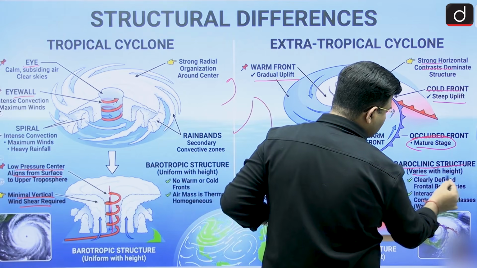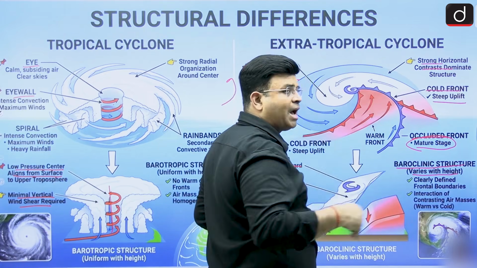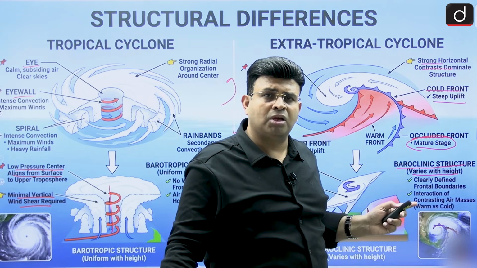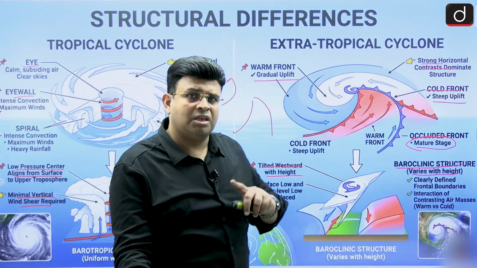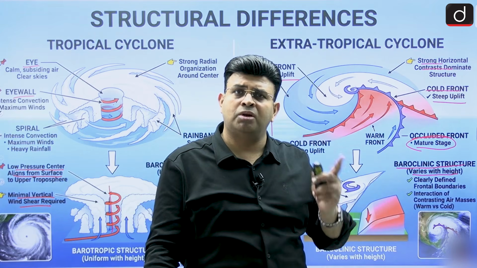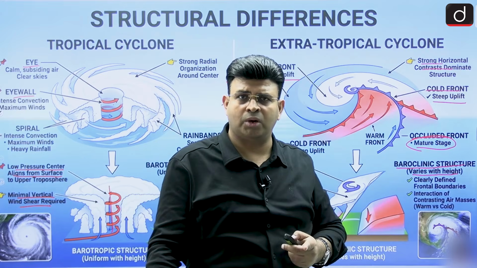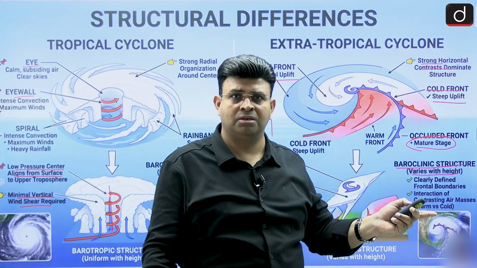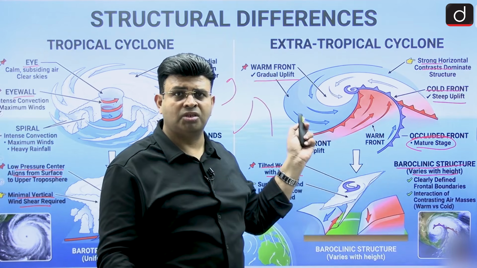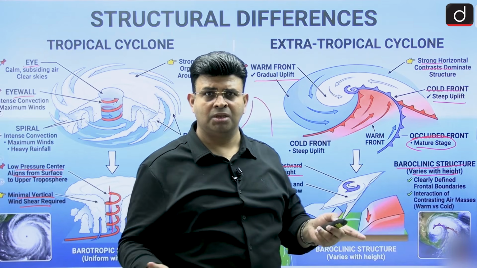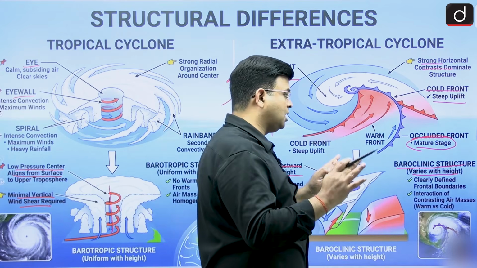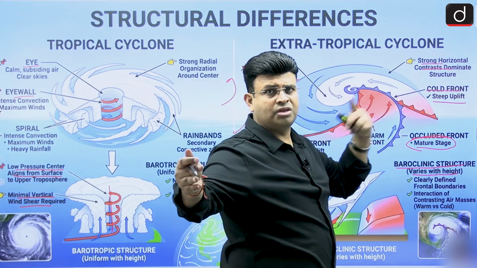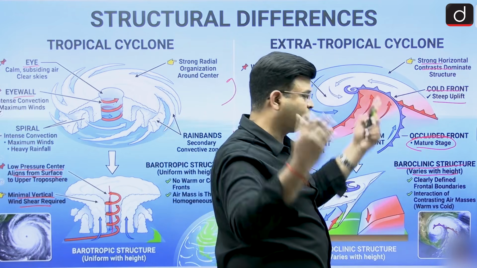The baroclinic structure varies with height. In the tropical cyclone I talked about barotropic; here I am talking about baroclinic. In the barotropic case, pressure depends upon density only, and that is stronger. In the baroclinic case, pressure depends upon temperature and density. Remember that, because there is a cold air mass on one side and a warm air mass on the other, it is not uniform; it varies with height, in the different regions, the cold front and warm front.